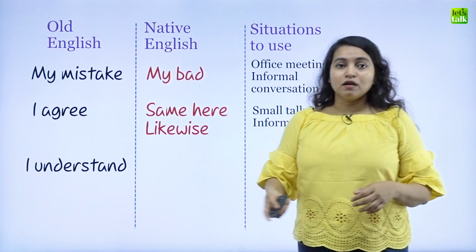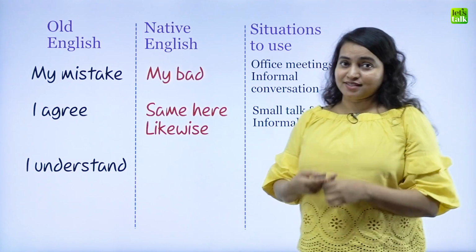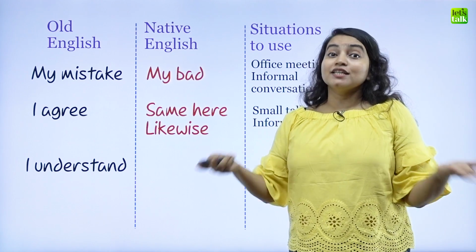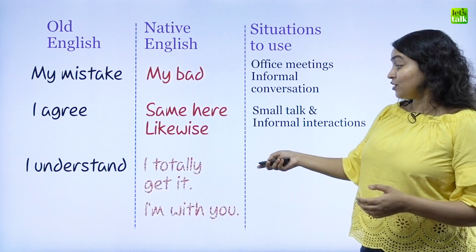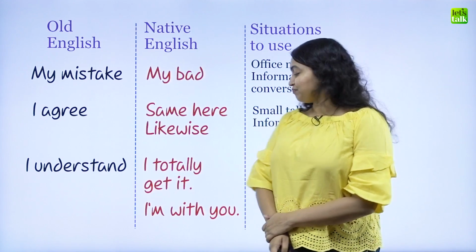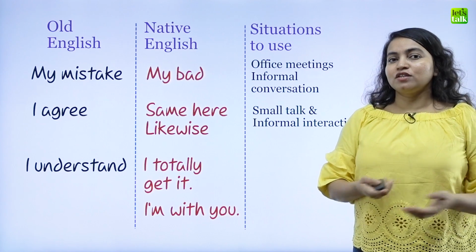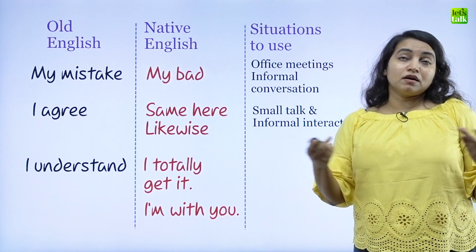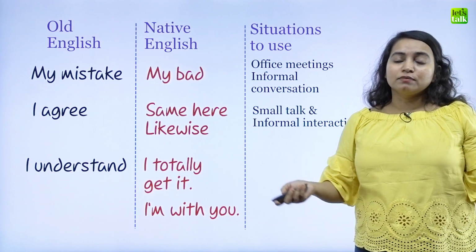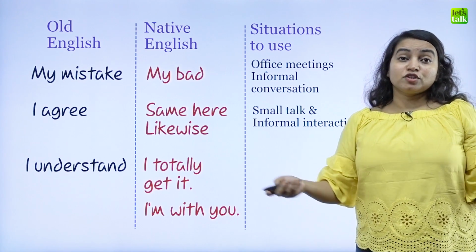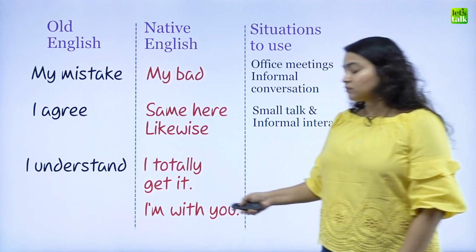A lot of times, when you agree with people, it also means that you have understood what they say. And of course, you are taught to say, I understand. But what is the native English way to say it? You could say, I totally get it. Or, I'm with you. So if you and I are having a conversation and I'm explaining a problem, I tell you that, look, it's so difficult for me to travel because I have to face so much traffic. You'll tell me, hey, Seema, I totally get it. Or, don't worry, I'm with you.